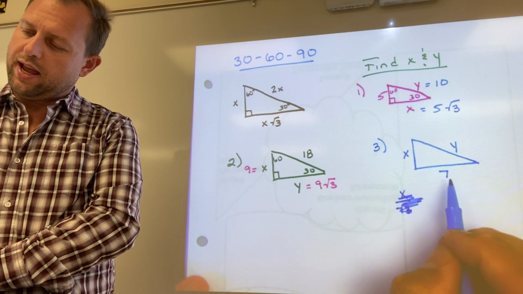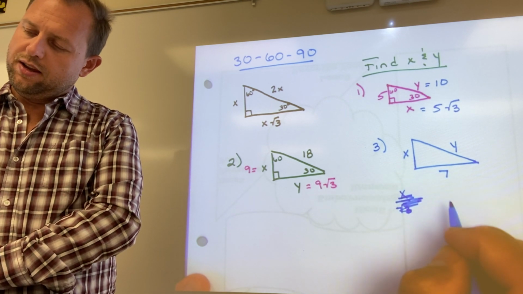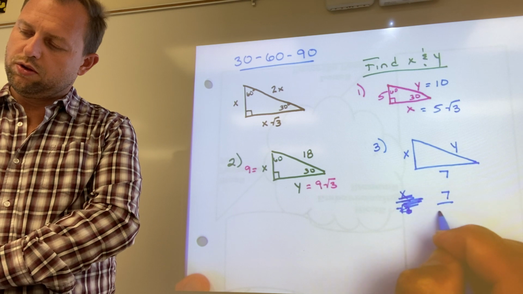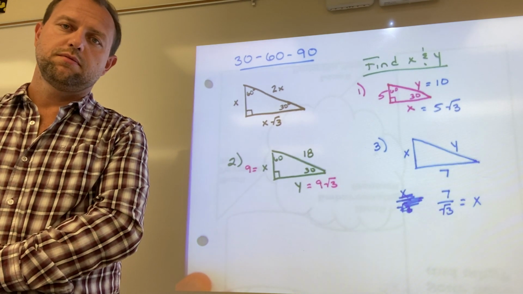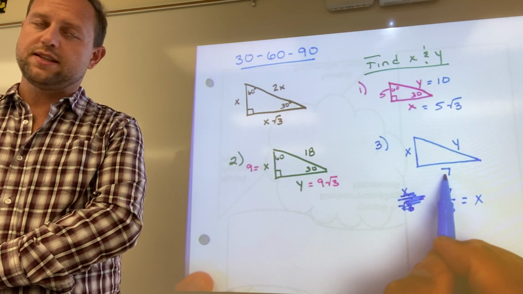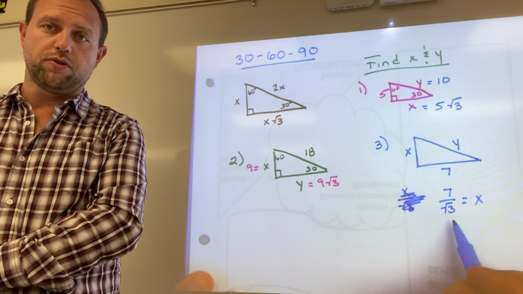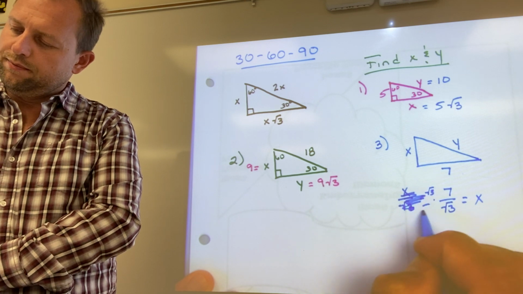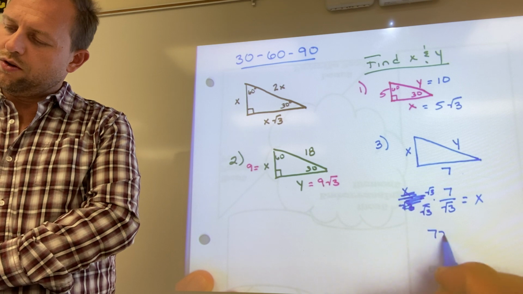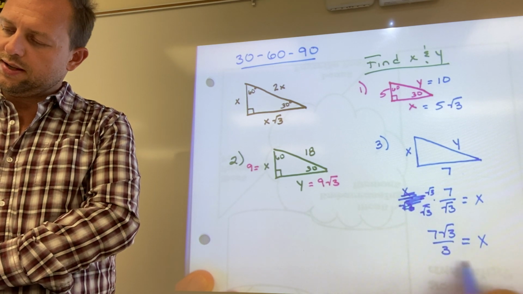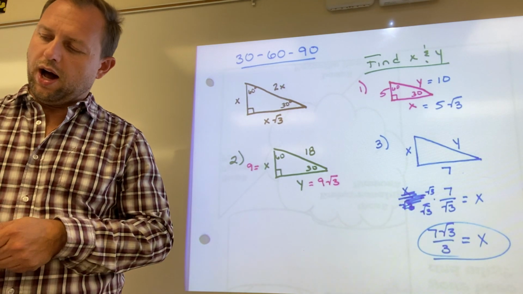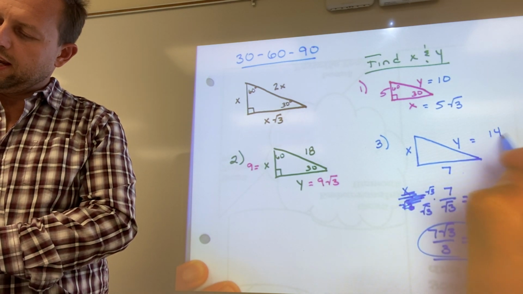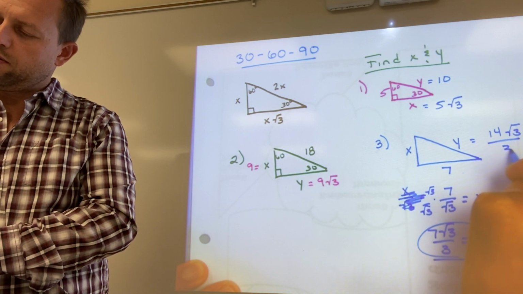So, we know that if we take 7 and we divide it by root 3, that will give us x, because this is x times root 3. So to go backwards to x, we have to divide by root 3. To rationalize that, we're going to multiply by root 3 over root 3. And we get 7 root 3 over 3 is equal to x. Now that we have that, y, of course, is 2 times that. So we get 2 times 7 is 14 root 3 over 3, and it doesn't reduce.